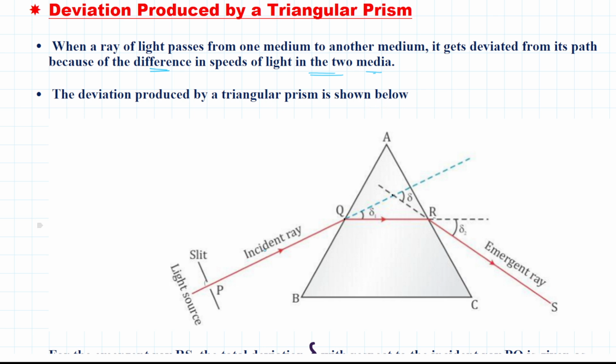Here you can see this is the incident ray we have. The light source is monochromatic light. This light passes through a slit P, producing an incident ray that will strike at point Q on the prism, on side AB. It will be deviated, and here this will be the angle of deviation delta 1, and this will be the emergent ray.